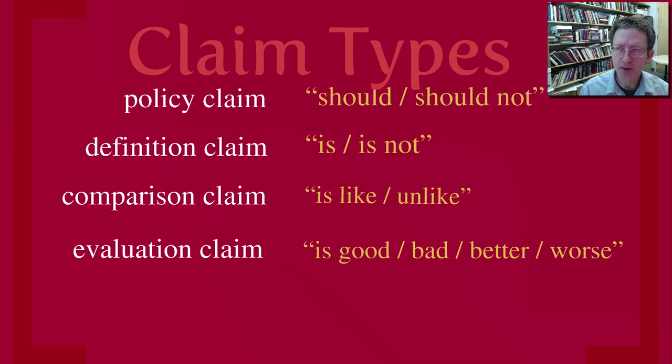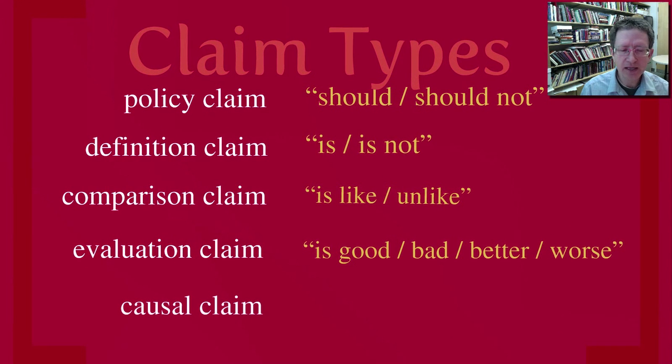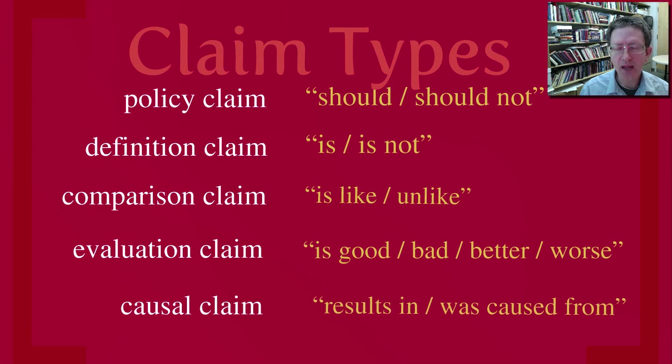This might be an ethical evaluation, it might be an aesthetic evaluation, but you're bringing in some kind of standard and applying it, saying how your topic lines up with that standard. The last one is a causal claim, and that's basically you're claiming that something causes something, or it is the result of something else. Very useful. Policy claim, definition claim, comparison claim, evaluation claim, causal claim. All right, got those in your head?